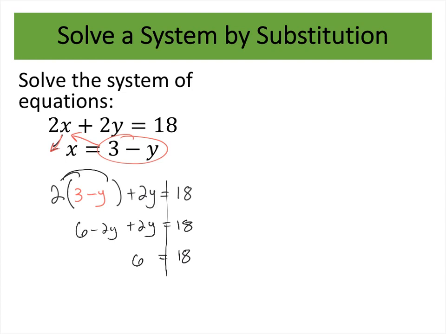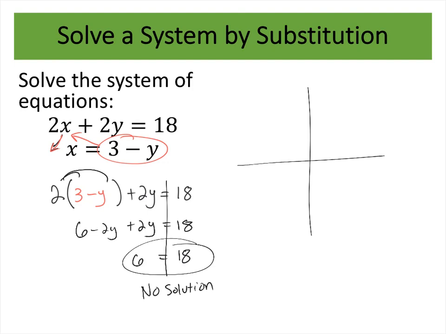We reach a point that makes something that's not true. When we reach something that's not true, we say this has no solution. And if we were to graph it on a grid, we would notice that these two lines never cross. So it's really important to pay attention. When you get something strange like this, it means there's no answer.